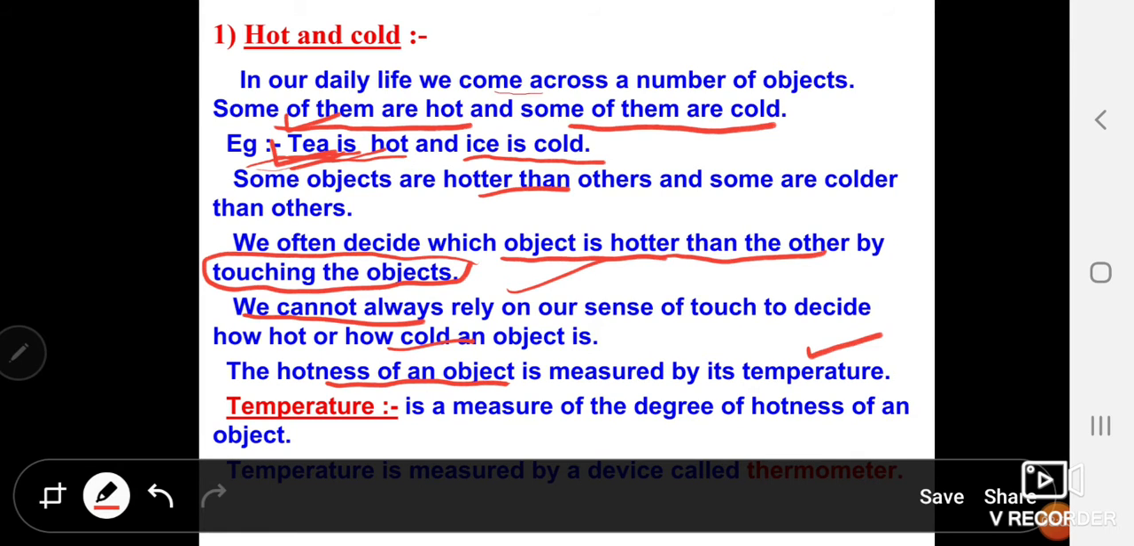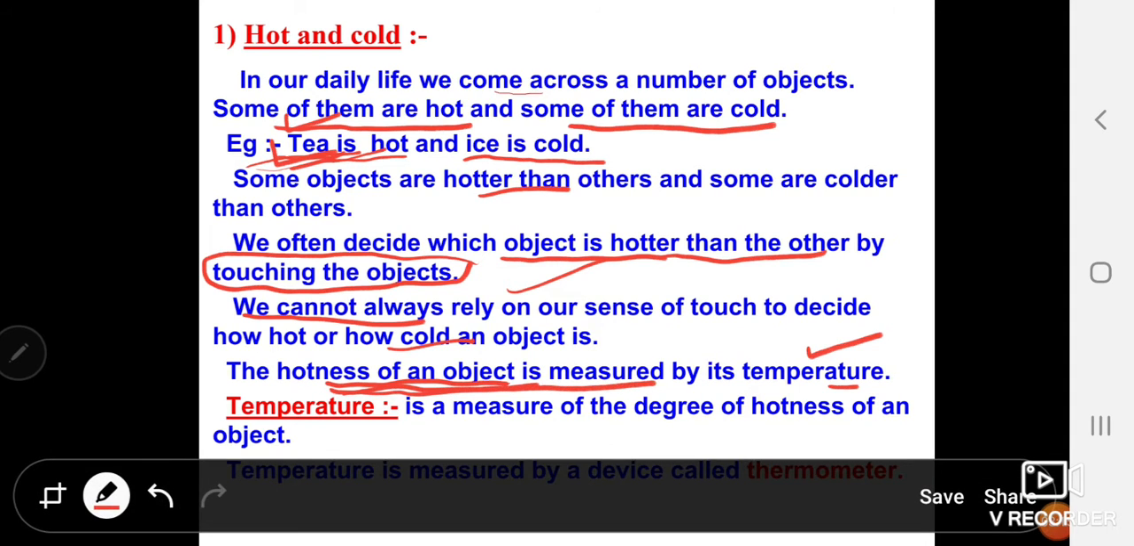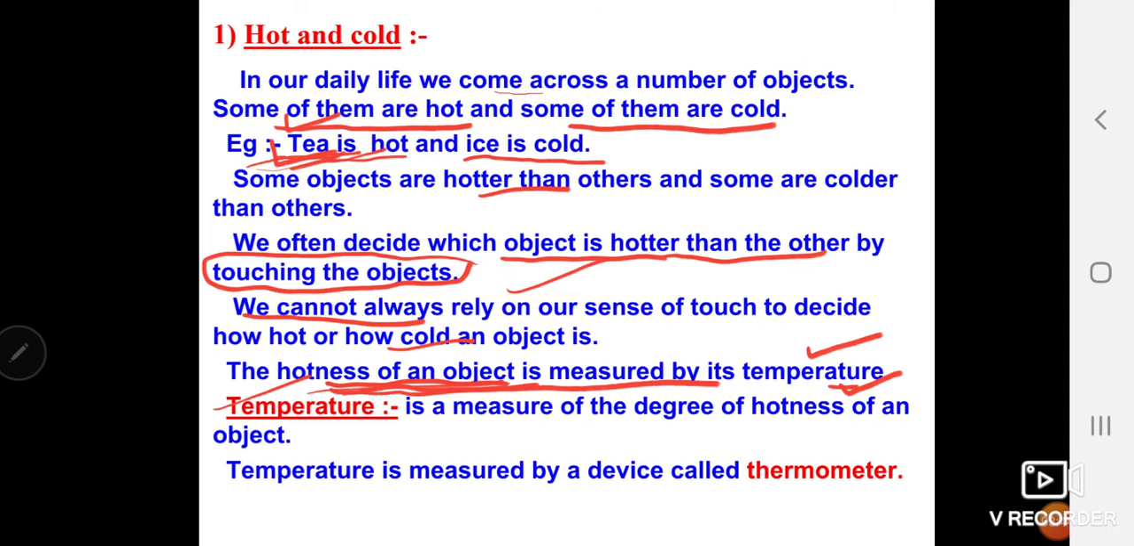Now, what is temperature? Temperature is nothing but the hotness of an object. Whatever the hotness of an object is measured, this is called the measurement of temperature. Now, if anyone asks you what temperature is, I hope you will be in a position to say that it is a measure of hotness of an object. So once again I would like to repeat it: a measure of hotness of an object is temperature. Keep in mind, this is very important.